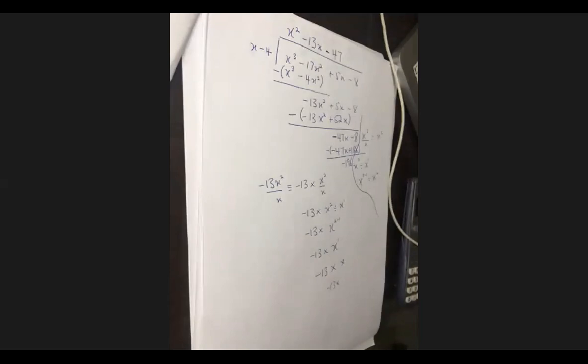So x minus half and x minus 2. Now the x minus half, don't you think it is 2x minus 1? Yes, 2x minus 1. Good.